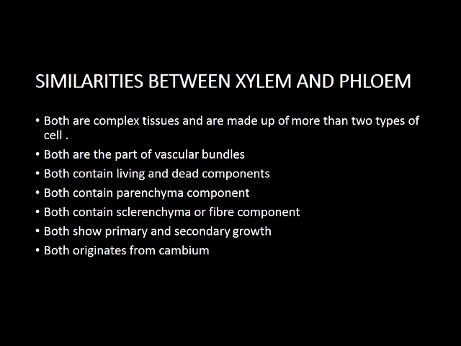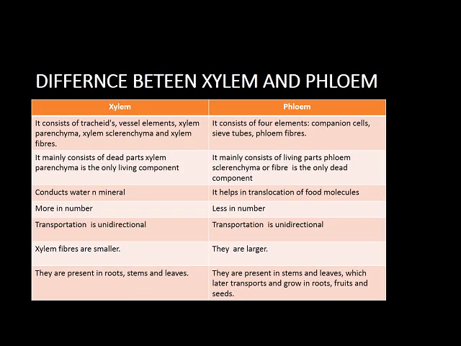And both of them originate from cambium. Cambium is also known as intercalary meristematic tissue. What are the differences between them? Okay, let us understand that also. I hope, children, I'm not going very fast. Since you never give me any feedback, I'm not able to understand. Are you able to understand or no?